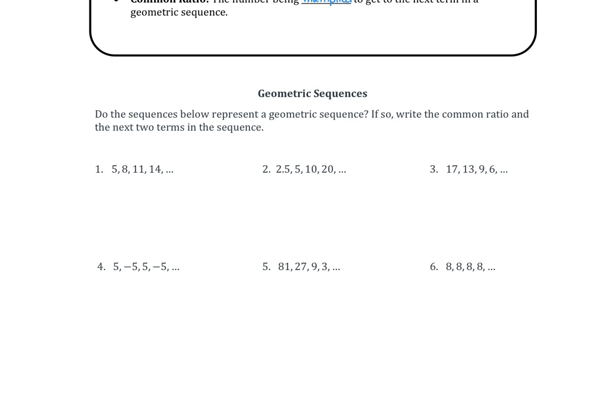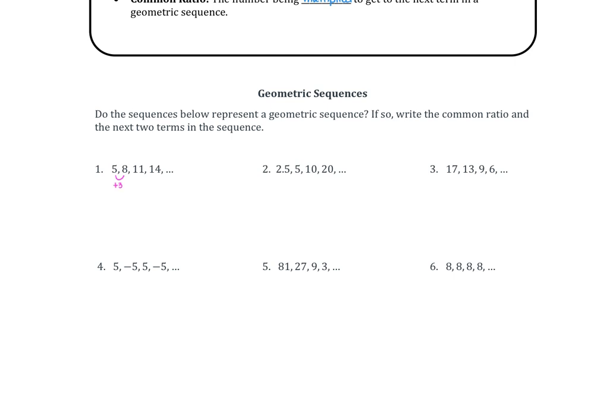So looking at example number 1, I see a sequence of 5, 8, 11, 14. The first thing I'm going to do is try to determine how I am going from 5 to 8. Since it's increasing, there's only two ways I can do that. I can do it by adding or multiplying. So I'm going to start first checking the addition. 5 to 8 would be adding 3.